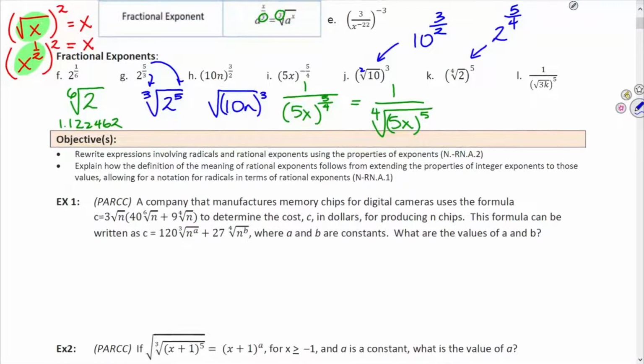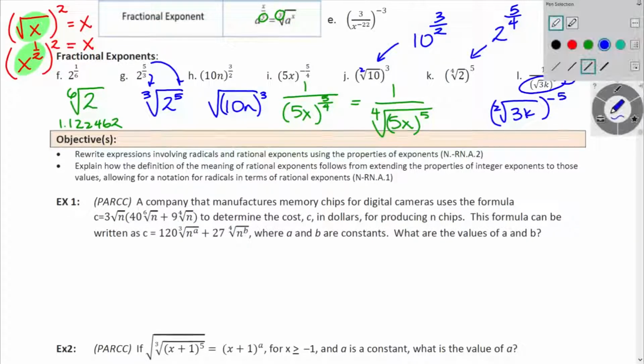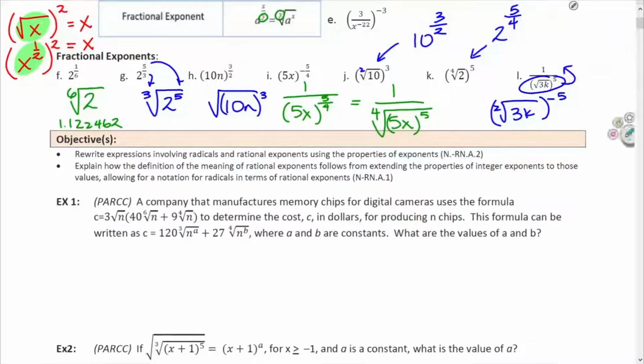In letter L, I'm going to bring this to the other side of the division bar by writing the square root of 3k to the negative 5th power. And then knowing that it's a square root because there's no number here, I'll write it as power over root, and I get 3k to the negative 5/2 power. So that's the idea of fractional exponents. Again, probably a new idea for you.